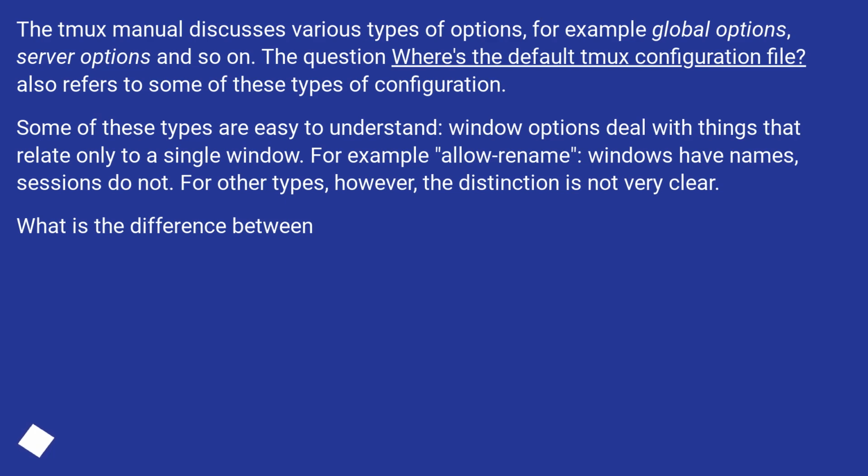Some of these types are easy to understand. Window options deal with things that relate only to a single window. For example, allow-rename. Windows have names, sessions do not. For other types, however, the distinction is not very clear.